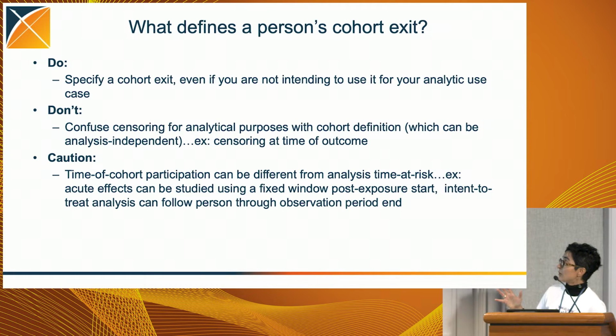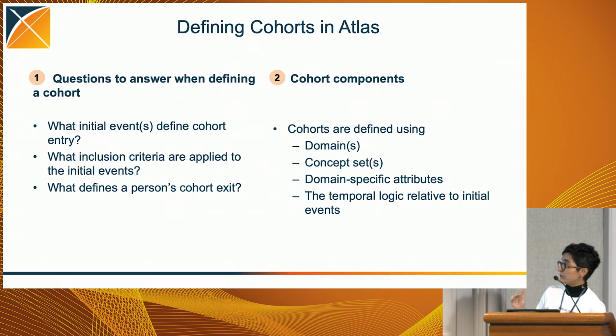So we talked about the questions that we want to answer when we're creating it. But then we have to create it. We also said that in order to create the cohorts, we need the specific domains that we want to look at, concept sets that we put specific concepts in, what domain-specific attributes, and temporal logics to put this all together. So to start with, we have to do the concept set.